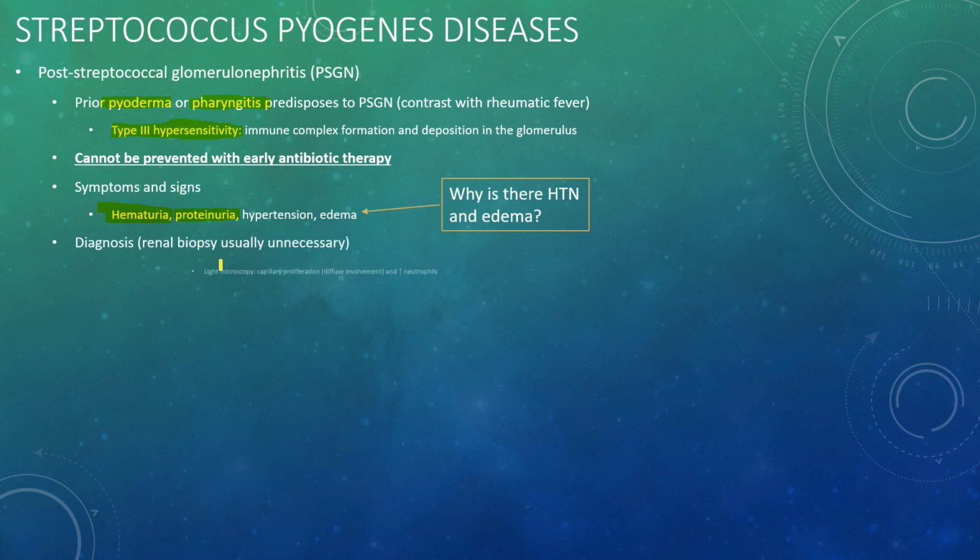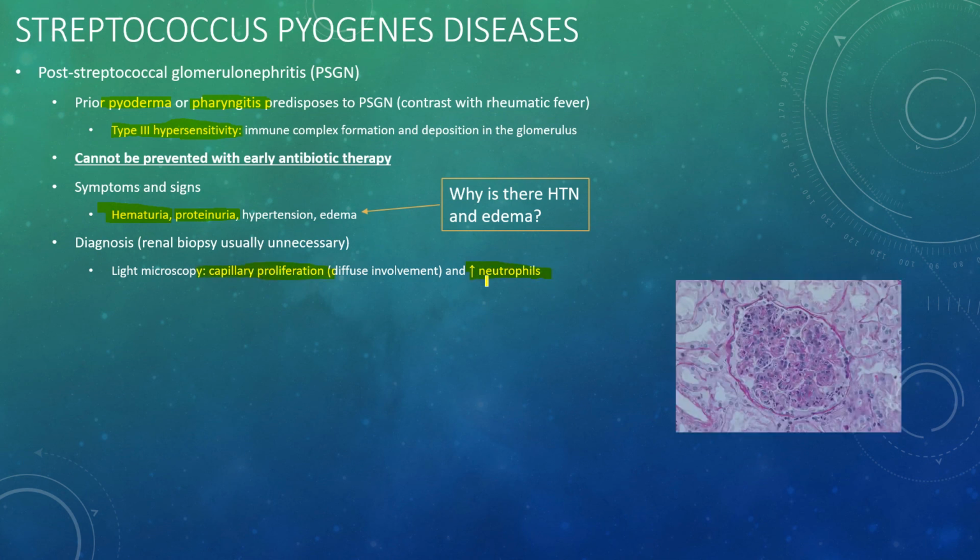Diagnosis: you don't usually need a renal biopsy. The diagnosis is usually through different forms of microscopy if you do a renal biopsy, but otherwise you just look at it clinically. So say we do have to do a renal biopsy and we need to do a microscopy of it, what will we see? We'll see capillary proliferation, a diffuse involvement of the capillaries, and neutrophilic invasion. Remember, this is an inflammatory disease.